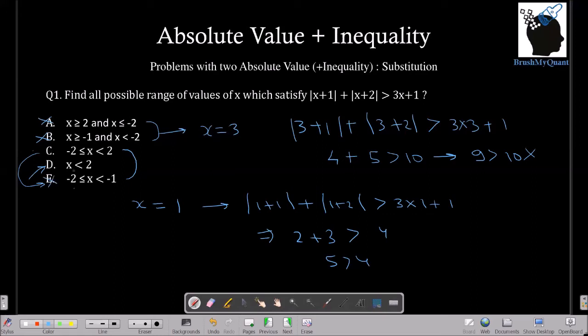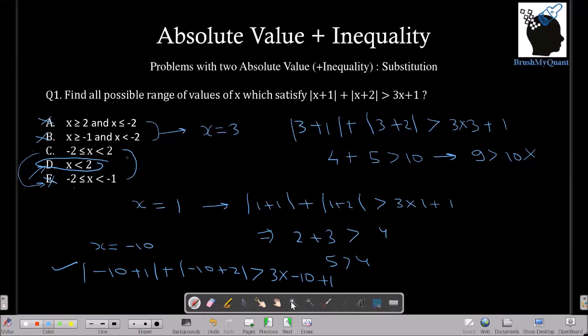Now between C and D, let me take a value of x which is lesser than minus 2. If that is true, then D will be the answer choice, else C will be the answer choice. So let me take a value of x, let's say minus 10, and see whether the equation is satisfied. So mod of minus 10 plus 1 plus mod of minus 10 plus 2 should be greater than 3 into minus 10 plus 1. Now we don't really need to solve this because the left hand side will be a non-negative number and the right hand side is already negative. Definitely it will be true. That means D is our answer choice.